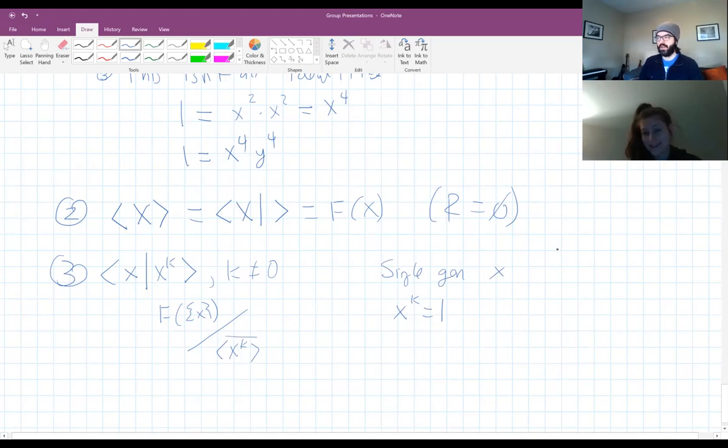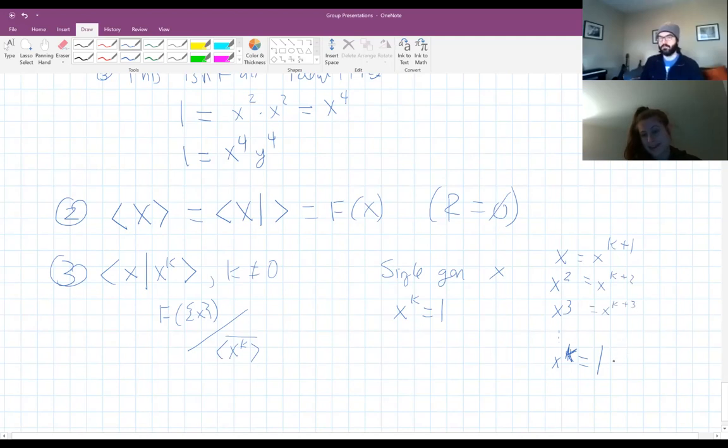We have X, we have X squared, we have X cubed, and we have X to the 4th equals 1. No, K. So what would X to the K plus 1 be? X. Yeah, this is equal to X to the K plus 1. This would be X to the K plus 2. So what group is this?